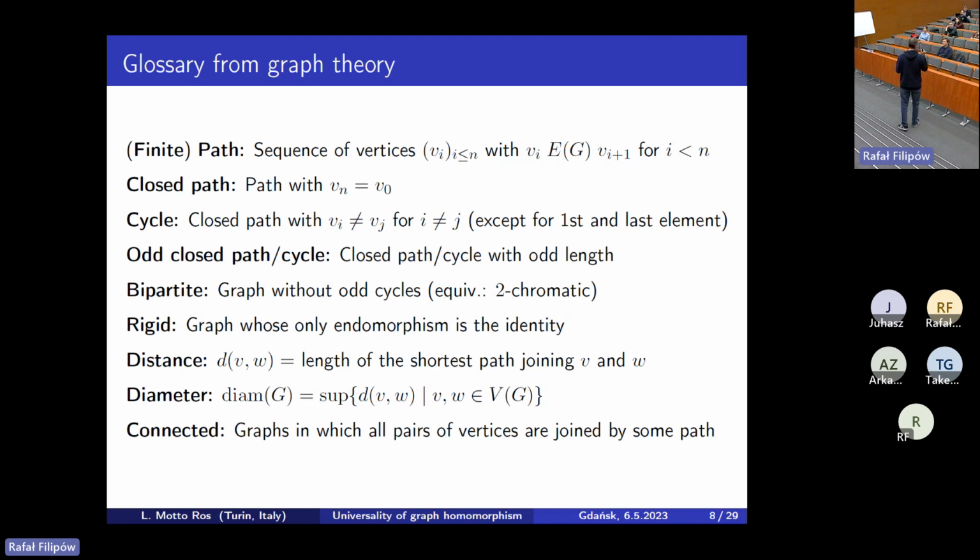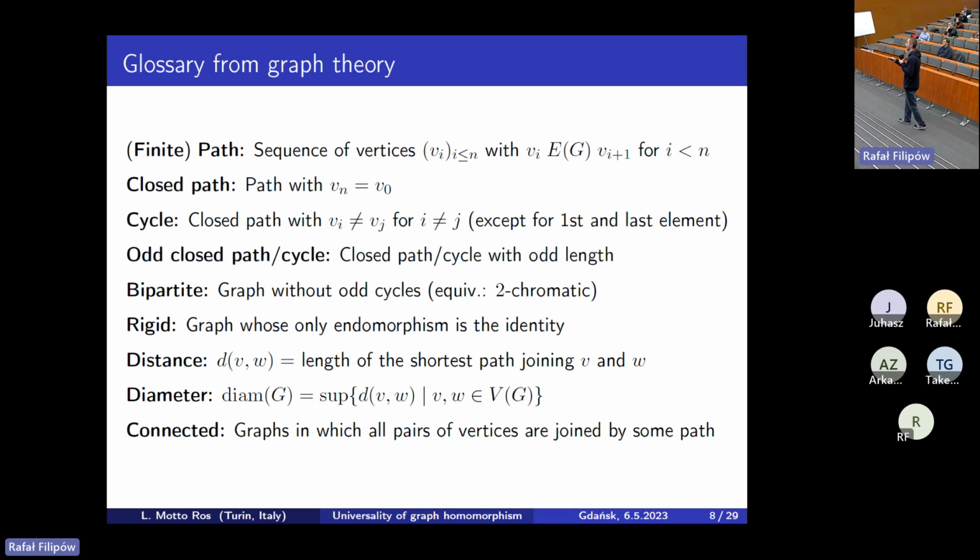Rigid is the strongest possible version of rigidity. So a graph is called rigid not only if the only automorphism is the identity, but even more, every endomorphism, every morphism from the graph to itself must be bijective and actually an automorphism and the identity. Okay, so there are no other homomorphisms, endomorphisms, besides the identity.